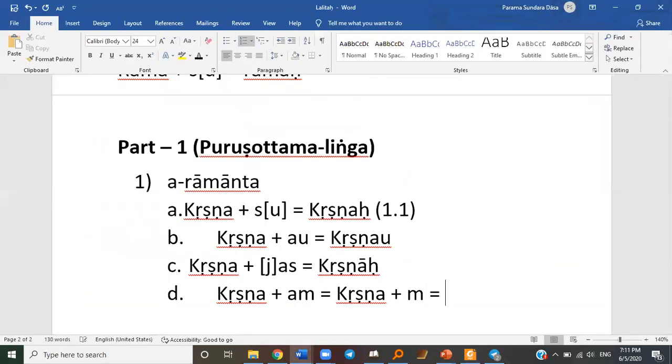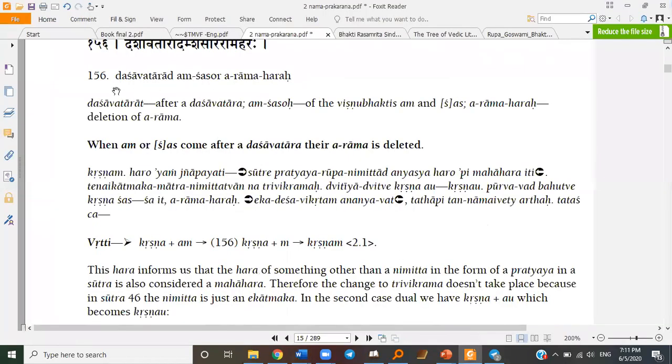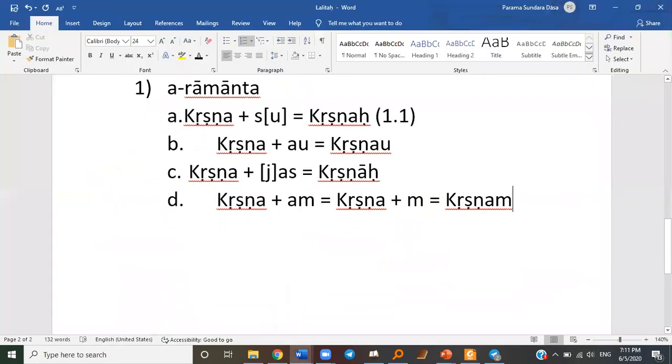And we combine them. Krishnam. Krishnam Vande Jagadguru. So this is by Sutra 156, Dashavatara Amshasor Ramahara. Is that clear? Yes. And then this, again, is the same. Krishna, same as 1.2, 2.2. Krishna, Udvayo, same.